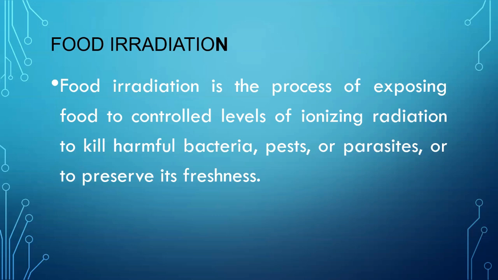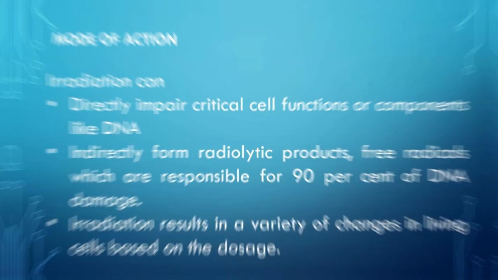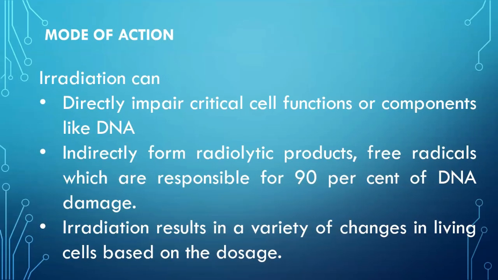Now coming to the mechanism of action of irradiation. The irradiation can directly impact critical cell functions like metabolic activities, the growth of the cell, reproduction of the cell, oxidation, reduction, all these chemical reactions that take place inside the cell, and the irradiation completely impairs all these activities. And also they cause damage to the cell organelles.